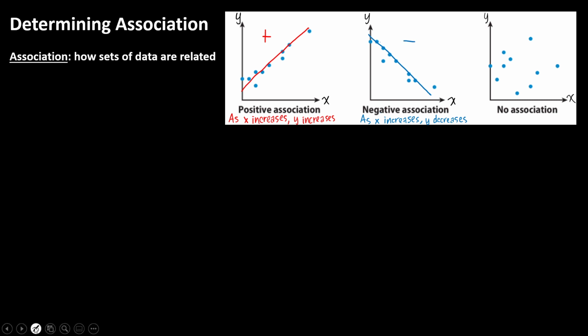And then let's look at a graph with no association. I'm seeing points that are all over the place. I can't really fit a line to all of the points in this graph. So there's no obvious trend in this data. So this is what we call no association.